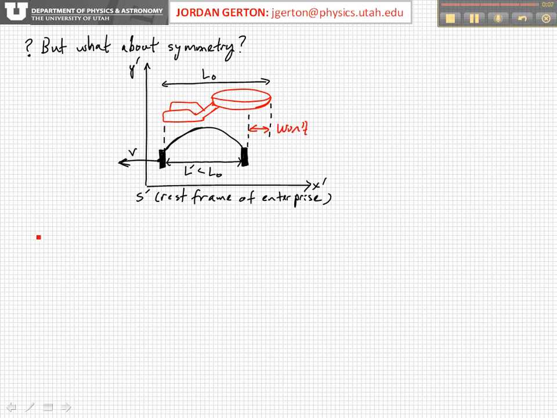So who's right? Which frame is the preferred frame?